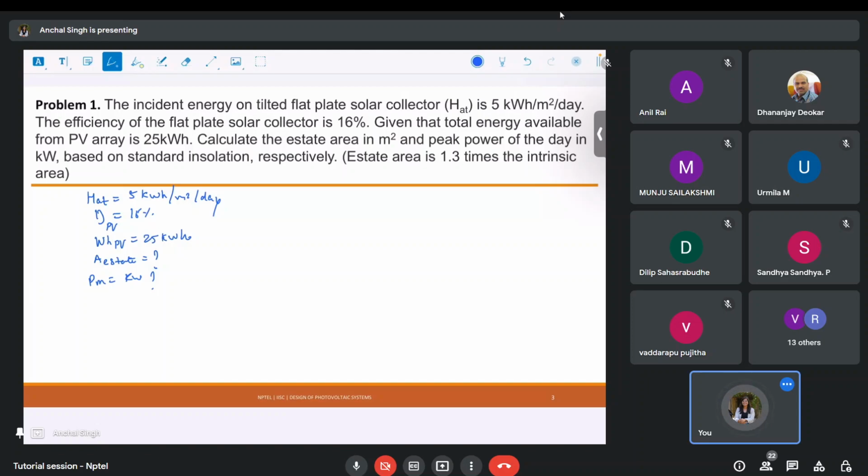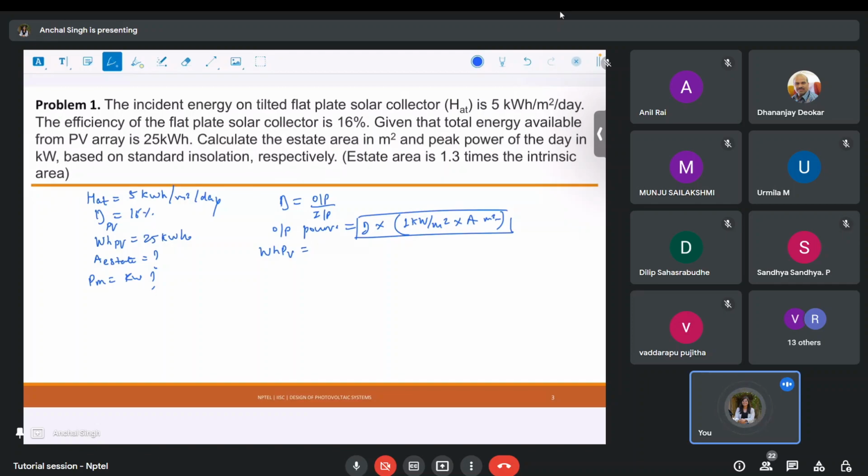Now standard insolation we know is 1 kilowatt per meter square, and we also know that efficiency is defined as output by input. So output power is equal to efficiency into input power, and input power is standard insolation into area. Suppose A is the array area. Now, what power PV is given to us? And what hour PV we can obtain by multiplying this into HAT equivalent hours.